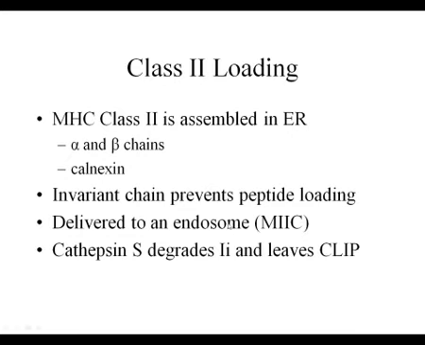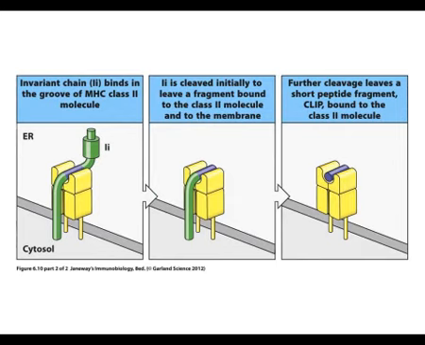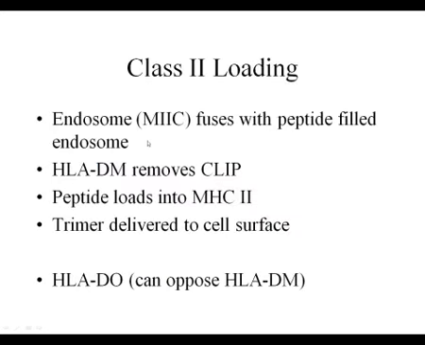Once it's in this endosome, things such as cathepsin S will degrade that invariant chain, but it leaves a small portion of it just in that groove called CLIP. Let me come back to these. Okay. So the invariant chain gets put into the MHC groove. Once it's in the MIIC, the endosome, it degrades, and it's left with just a CLIP.